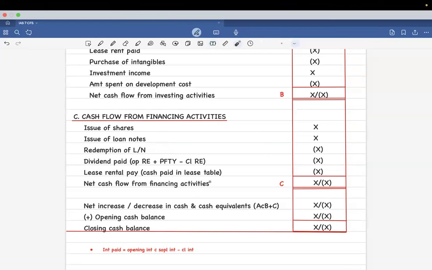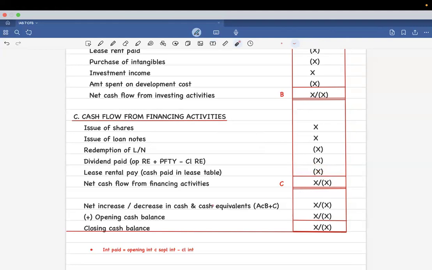Now, sometimes you may have to pay cash to the lease. In the lease table, there is a section, cash paid. So that cash paid should be shown here also. Understood? And at last, what you get is net cash flow from financing activities.